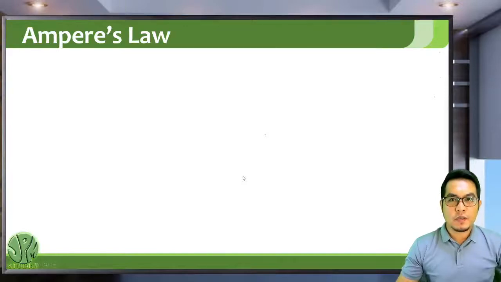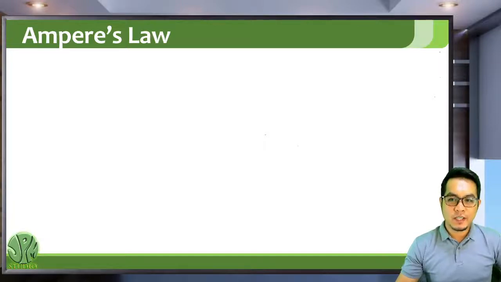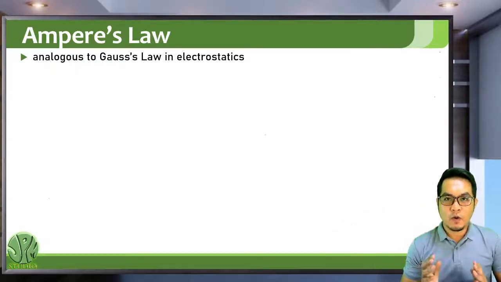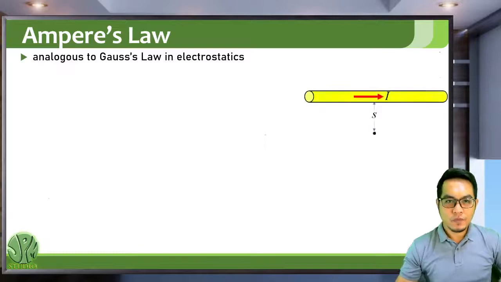One consequence of the divergence and curl of magnetostatic fields is a law called Ampere's law. Ampere's law is analogous to Gauss's law in electrostatics. The Biot-Savart law is the magnetic analog of Coulomb's law, and Ampere's law, which is a consequence of the curl of a magnetostatic field, is the magnetic analog of Gauss's law.